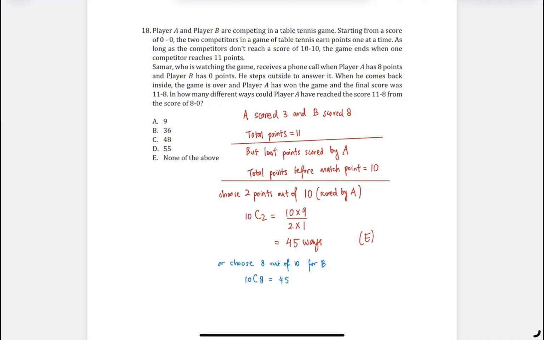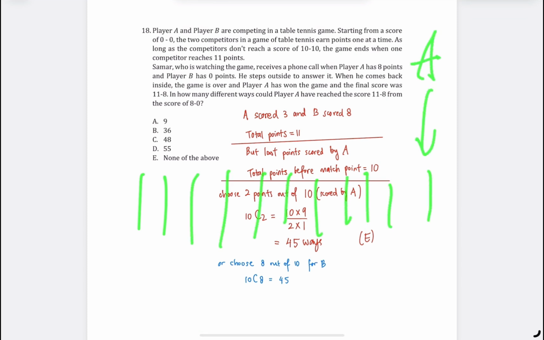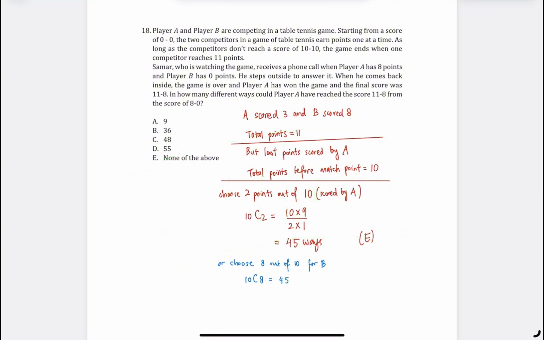Okay, in this case, we need to consider the total points or total score that he missed out. So from 8-0 to 11-8, A will score 3 more and B scored 8 more. So total points is 11. But, okay, there's this but. The last point must be scored by A because A won the game. So total points before the match point is 10. That means it can be A, B, A, B, A, B, all the way, but the last one must be won by A. So we just need to consider the previous 10 points.